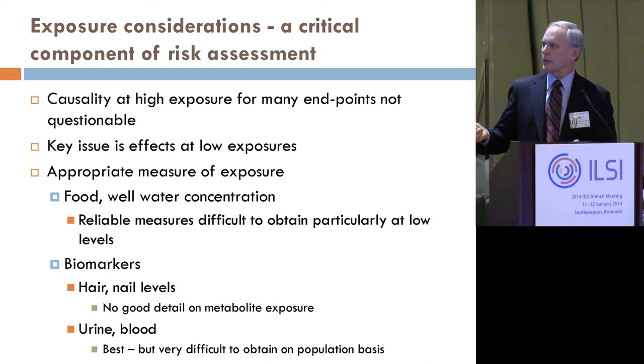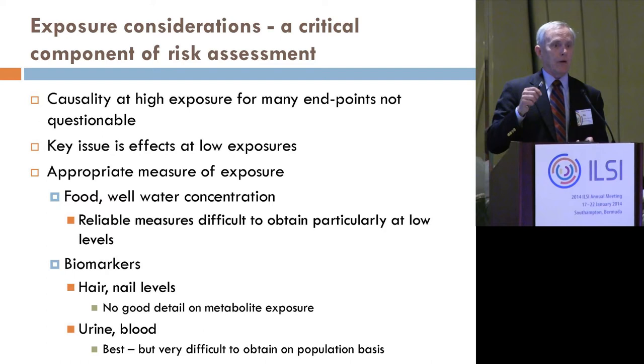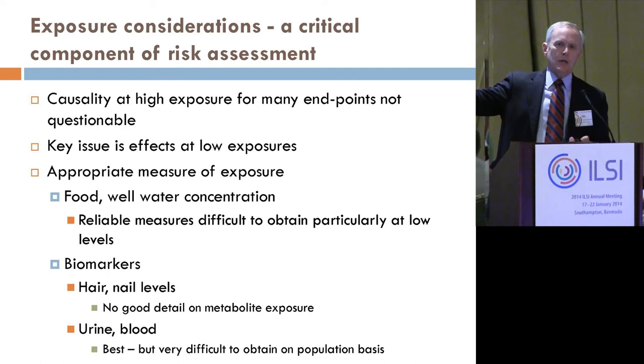What are the reliable biomarkers? And Sam touched on this. Hair and nail levels are used, but that's really a measure of chronic old exposure to arsenic, and understanding exposure to metabolites there is extremely difficult. Urine and blood are much better. Plasma samples, the technology is becoming quite powerful to be able to look at that now, but it's almost never done. It's very difficult to get these kinds of samples, particularly in the epidemiology studies that are going to be the basis for this risk assessment.